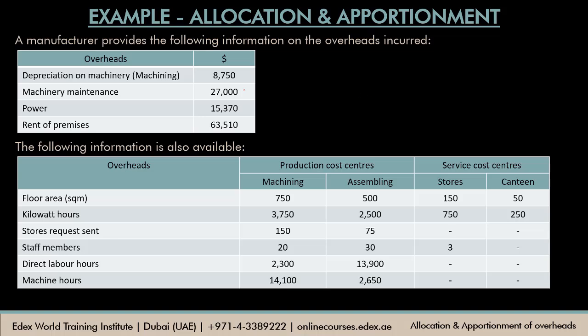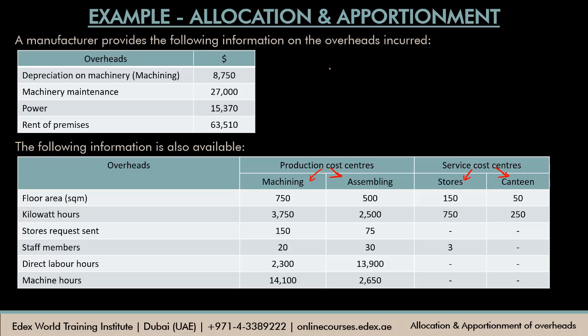So this is an example of a manufacturer who has given us these overheads, costs that have been incurred during the period. There are 4 costs here. And also some other information is available regarding the production and service cost centers. So this business has 2 production cost centers, machining and assembly, which are responsible for the production activity, and 2 service cost centers, stores and canteen, the job of which is to just provide service to the other cost centers and ensure smooth functioning of the business.